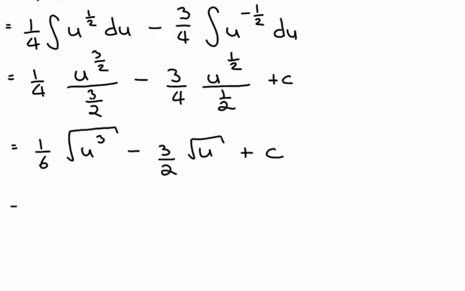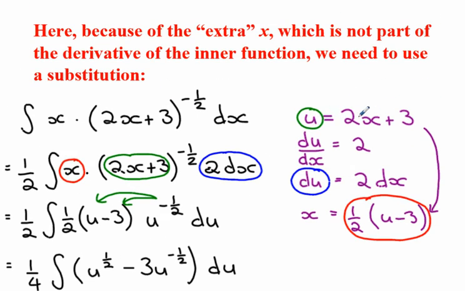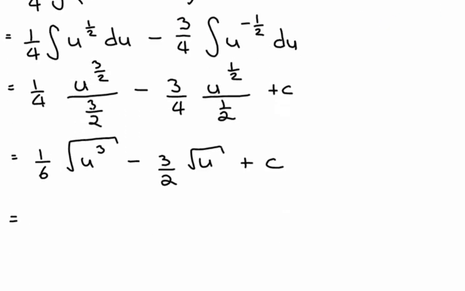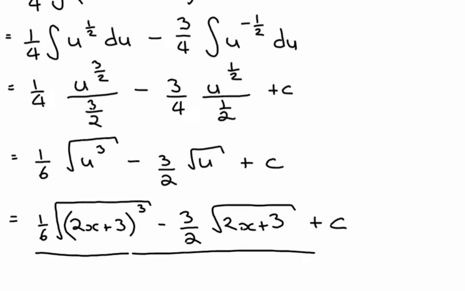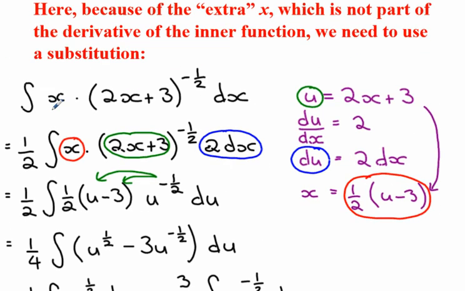Then remember, in your very last step, you replace u with whatever the expression was in terms of x. So u is 2x plus 3. So wherever I see the u, I'm going to put 2x plus 3. So I've got 2x plus 3, brackets are important here, to the power of 3 rooted, minus 3 over 2. 2x plus 3 square root plus your constant of integration. So here u substitution was very helpful because it helped you cope with what to do with that extra x.